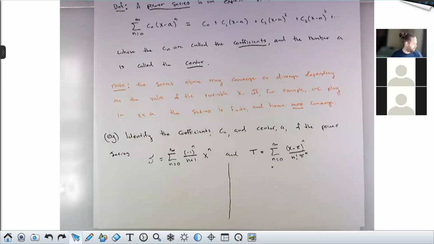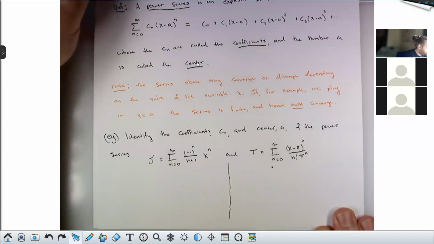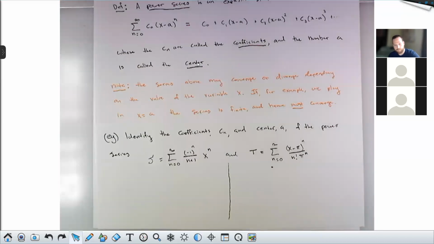All right, let's look at the series S first. Can anybody tell me what the coefficients Cn are in this series? You can type in chat or speak out loud. Remember, you can hold spacebar to speak.